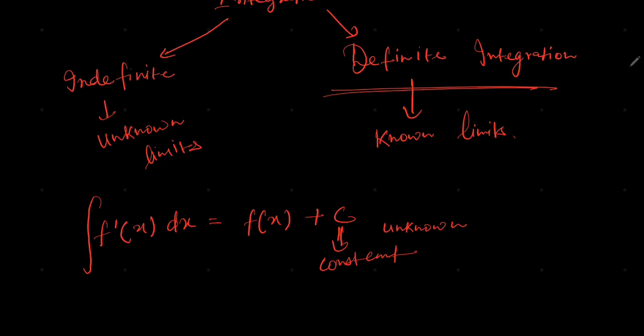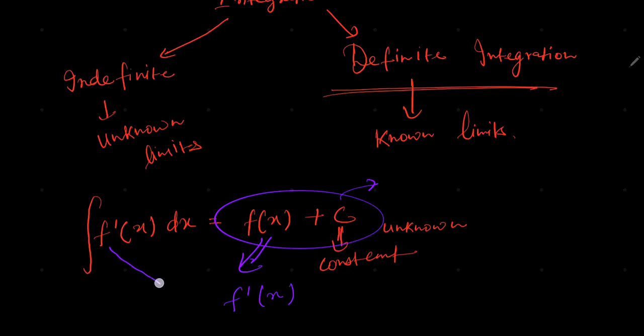Since I don't know the limit, I can't confidently say anything about the answer. Integration is also called antiderivative. When you differentiate this whole thing, you know the differentiation of a constant is 0, so this constant can be 0 or anything else. So when you differentiate it, the constant becomes 0, and the rest becomes f dash x. So this is the well-defined way to write indefinite integration. This is the answer.